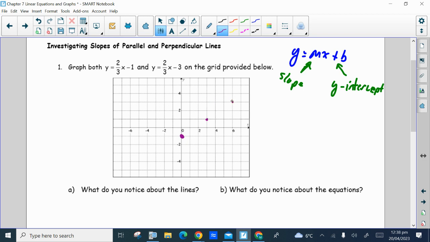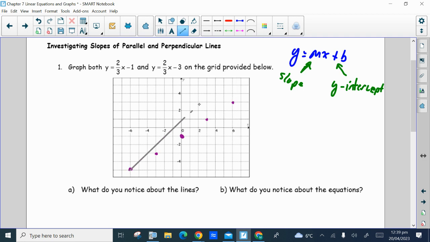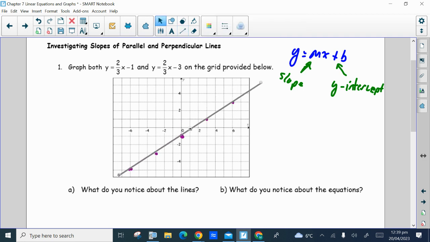We can rise 2 and run 3 again. Or we could rise -2 and run -3. Both of those will work. You see that all of these points line up, and we can now draw a line going through them. So there's that line. And we always put arrows on the ends because the line continues on in that pattern forever.